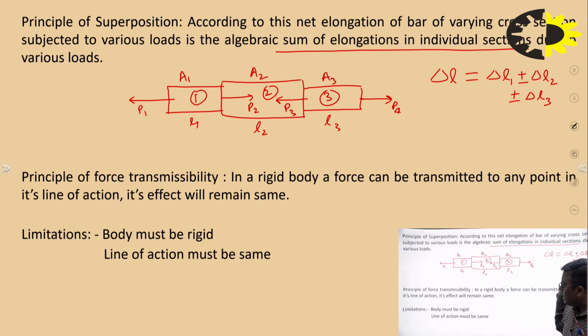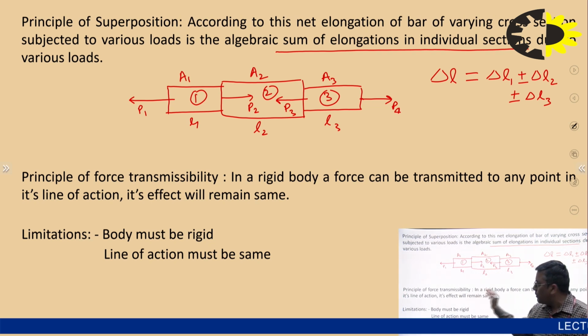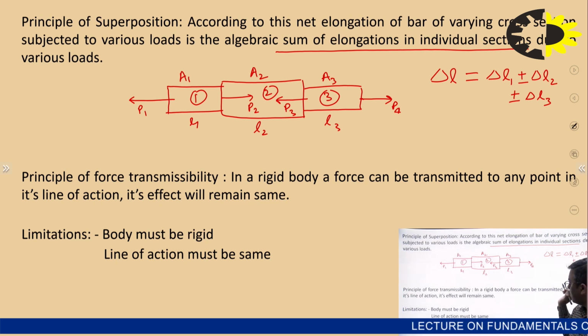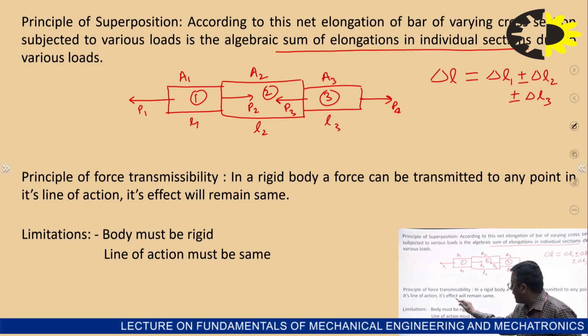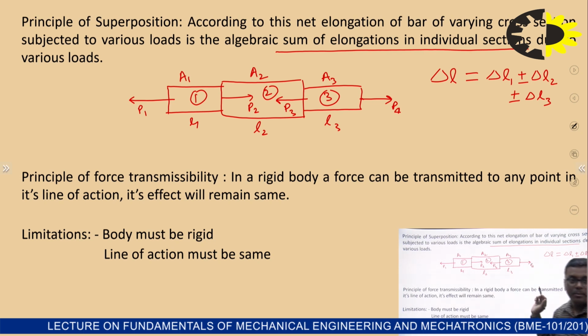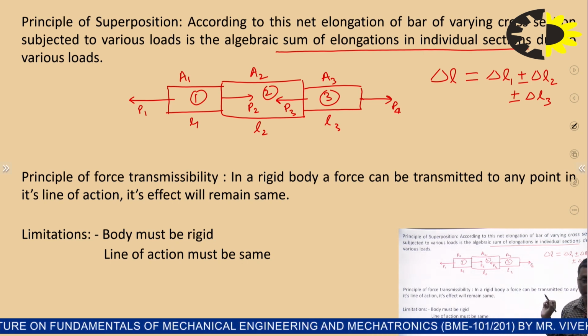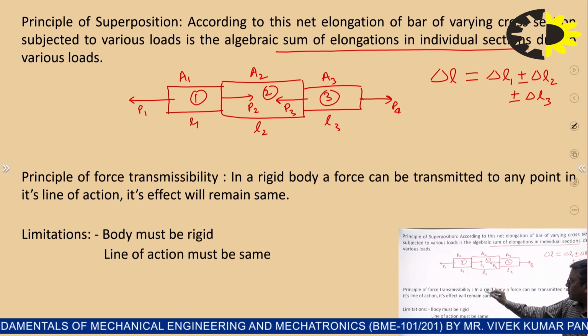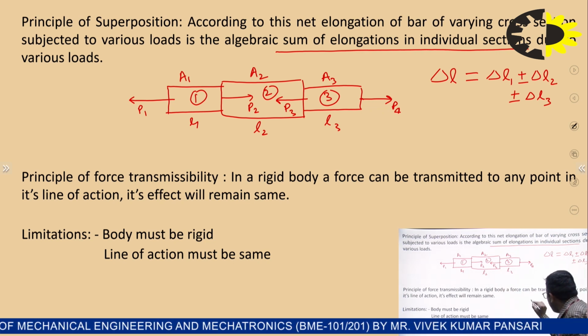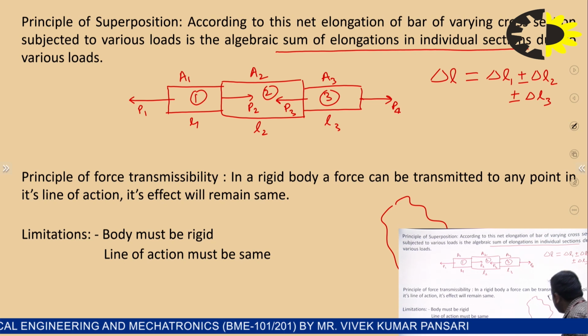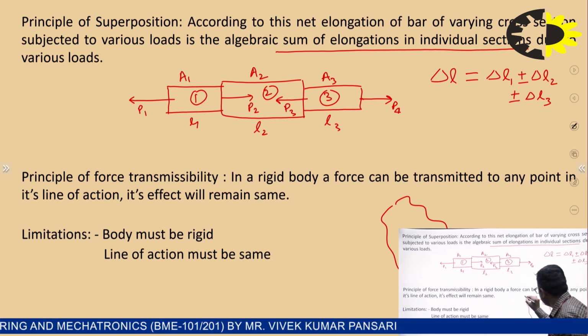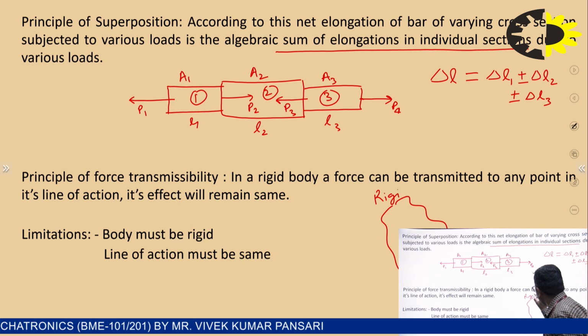Another very frequently asked question is the principle of force transmissibility. In a rigid body, a force can be transmitted to any point in its line of action. Its effect will remain the same on the body. So if it is a 2-mark question, then you are supposed to write this statement, and along with that draw a rigid body. This body must be rigid in nature.